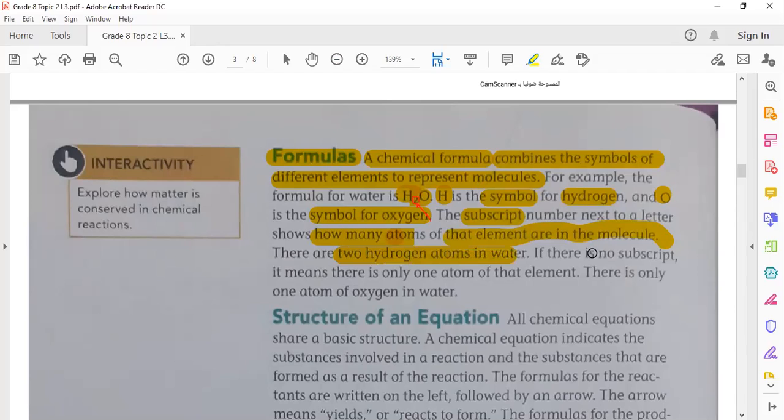If there is no subscript, what does this mean? If there is no subscript, that means that there is only 1 atom of that element. So there is only 1 oxygen atom in the water molecule. Notice that there is nothing beside the oxygen atom. Okay, fine.